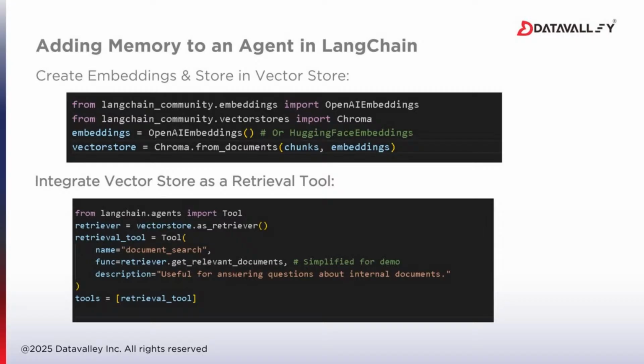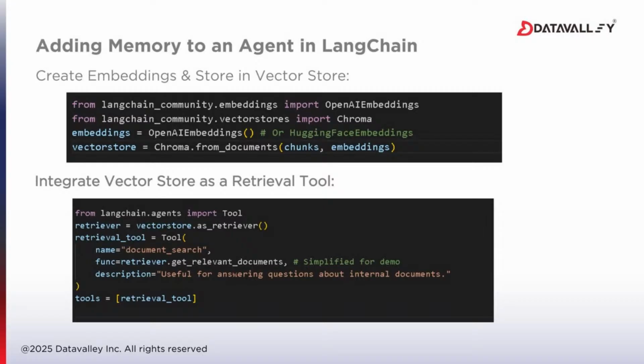Next, in tools equals, we are passing retrieval_tool. This creates a list of all the tools our agent has access to. Whatever tool we give to an agent, it will add all of those to the list. In this case, we are attaching only the document search tool, right? So only one tool is added to the list.